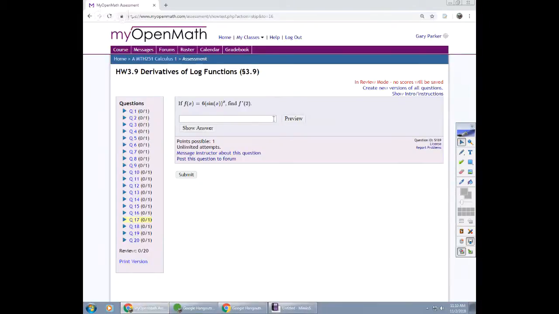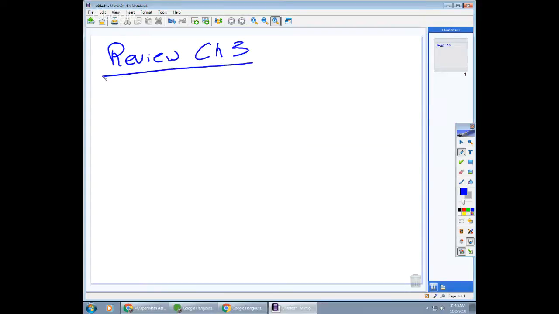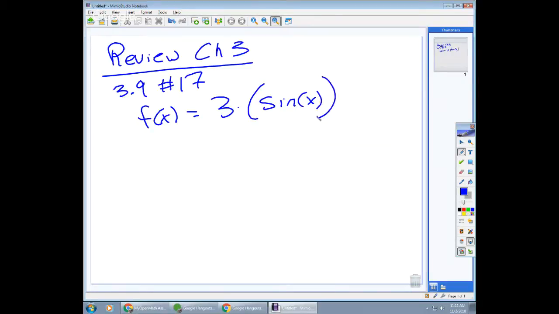Okay, so the problem is right there, 3 sine of x to the power x. Okay, let's do it. So again, this is a review. Review chapter 3, and this is 3.9, number 17. We want to know if f of x equals 3 times the sine of x to the power x, what is f prime of x?